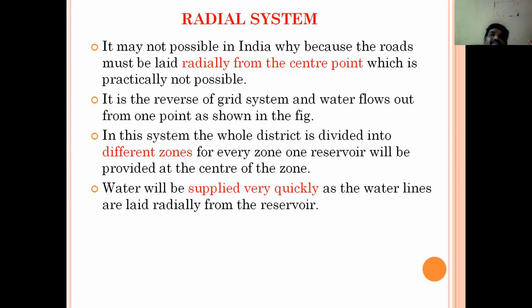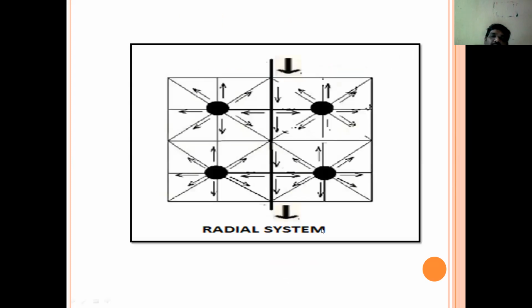Here, the radial system may not be possible in India. Why? Because the roads must be laid radially from the center point, which is practically not possible. It is the reverse of the grid system, and water flows out from the point. As you see here, from one point, the water will be distributed in all directions.